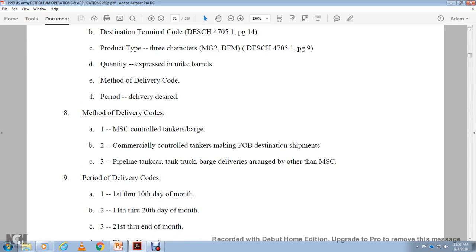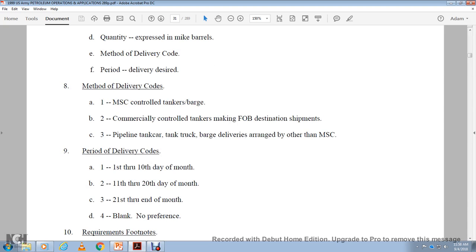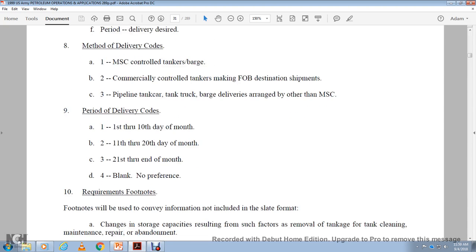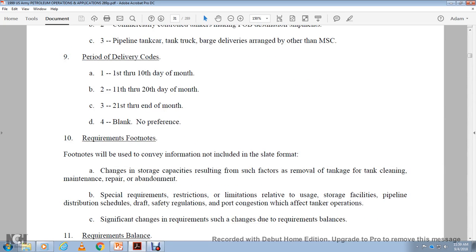1. The first to the 10th day of the month. 2. The 11th to the 20th day of the month. 3. The 21st to the end of the month. And 4. Blank, no preference requirements. And footnotes. Footnotes will be used to convey information and not include the slate format change with the storage capacity with the resulting such factor.